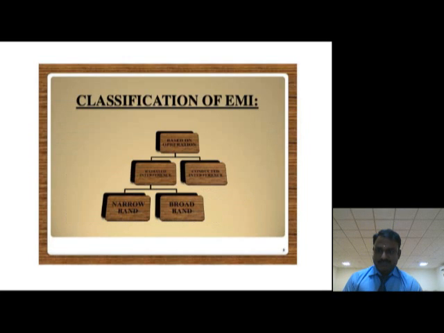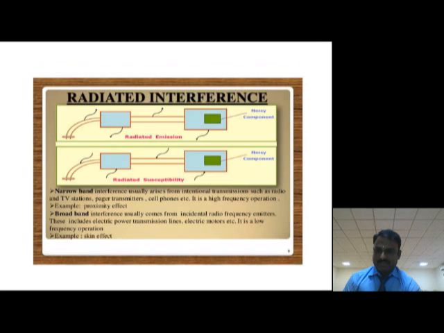Based upon the operation, we have a wide variety of EMI: radiated interferences and conducted interferences. In radiated interferences we have narrowband interference and broadband interference. This is the basic classification of EMI. For radiated interferences, we have a general system diagram here, connected with the power cord, which has two different subsystems.